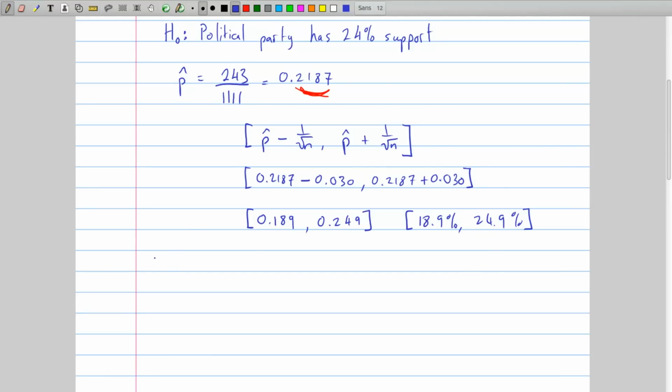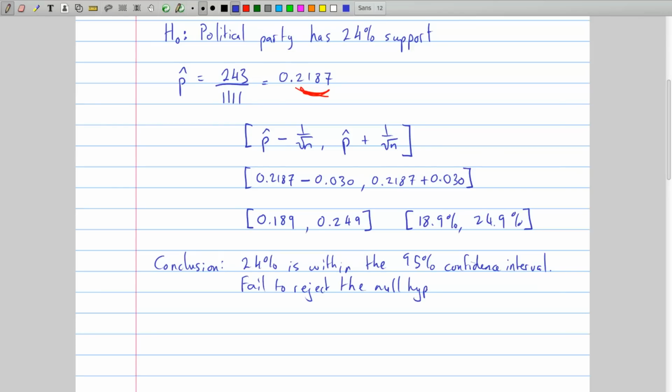What we have to do then is write a conclusion that the 24% that we're given is within the 95% confidence interval. So we conclude that technically we're not allowed to accept the null hypothesis. We can't say with certainty that the party has 24% support. What we can say is we can't exclude that, or the phrase that we use is we fail to reject the null hypothesis.